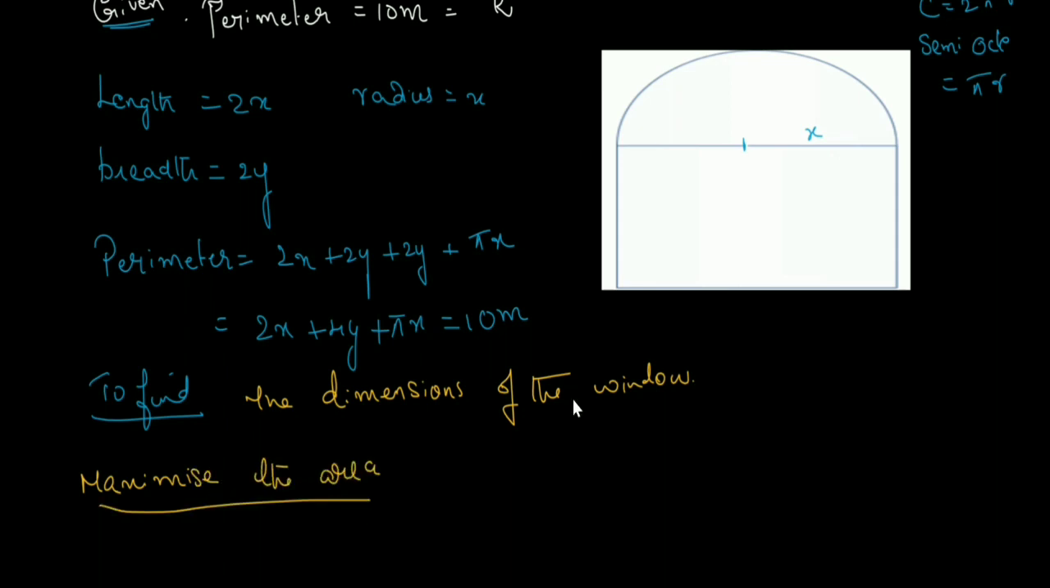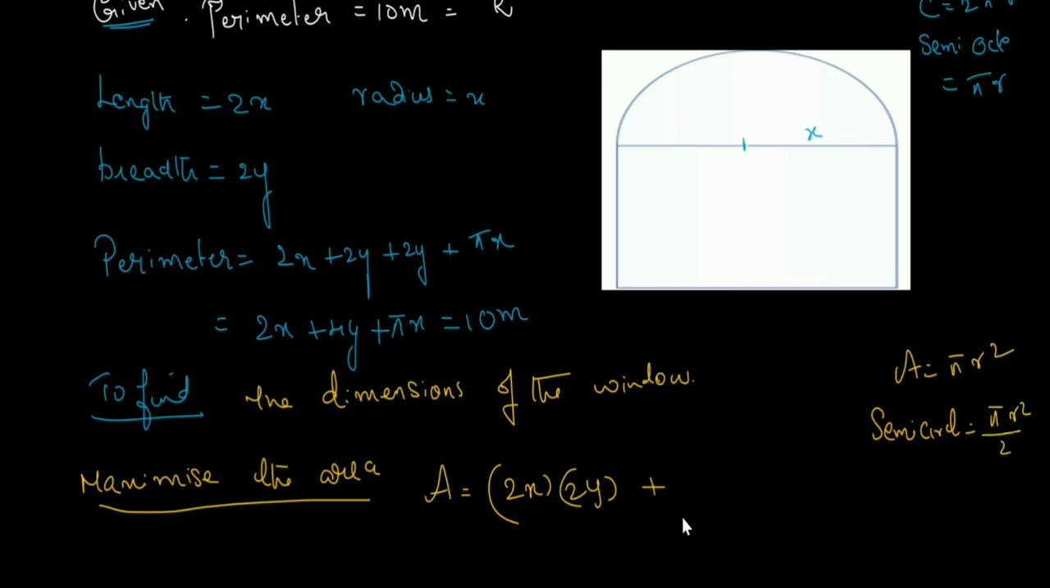So what is the area of this rectangle? The area is length into breadth. We have taken the length as 2x and breadth as 2y. Area of a circle is pi r square, so a semicircle will be pi r square by 2. So it is pi x square by 2 because we have taken the radius as x.